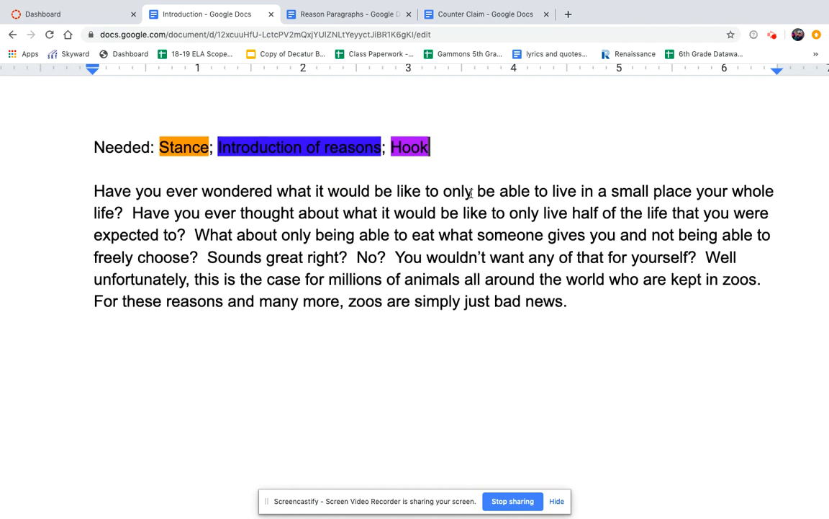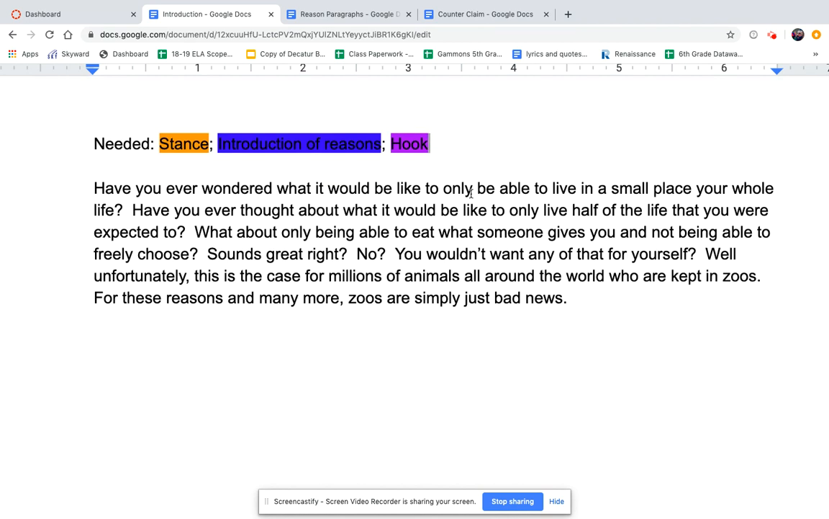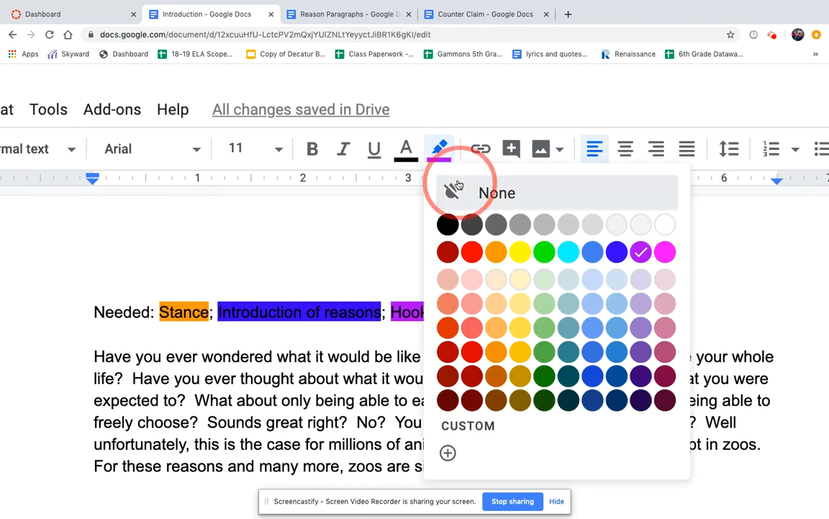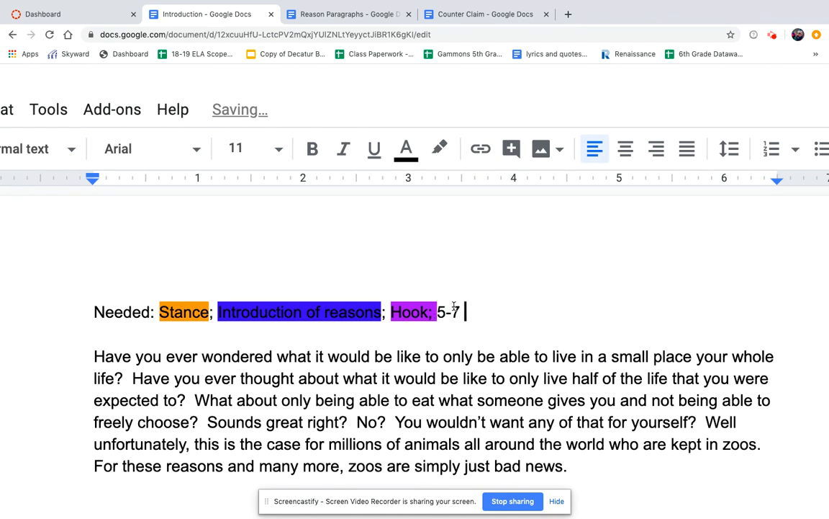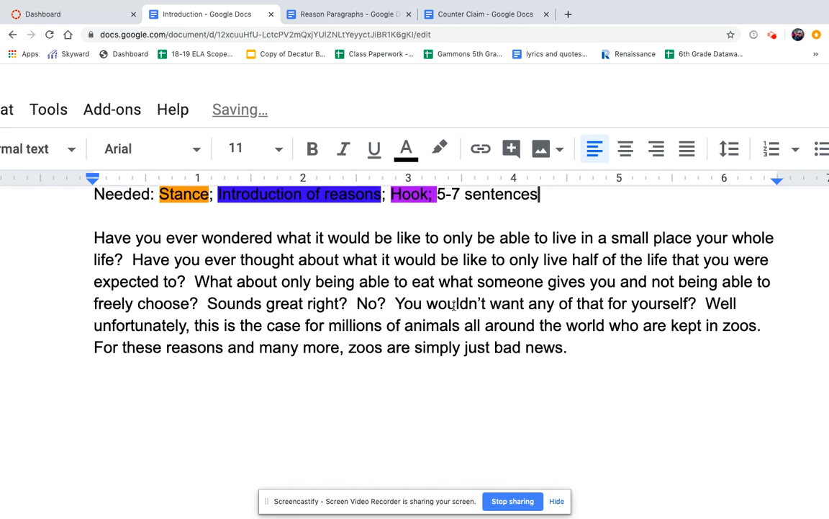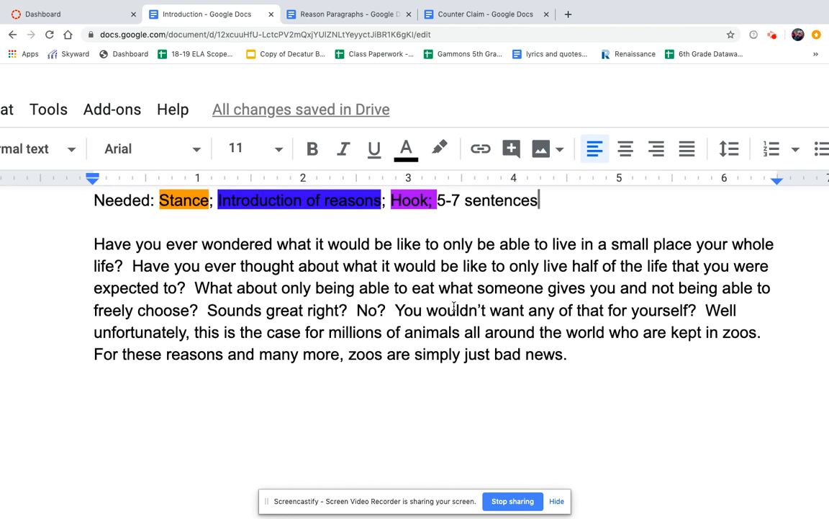Okay. Within this, we need to have three different things that are part of our first paragraph. I'm also going to say that you need to have 5 to 7 sentences in that first paragraph. That's something that you're going to have no matter what for each of the paragraphs. Looking at this one, we're going to identify where these things are, and you might see me changing different colors of text. We need to have a stance, an introduction of reasons, and a hook.